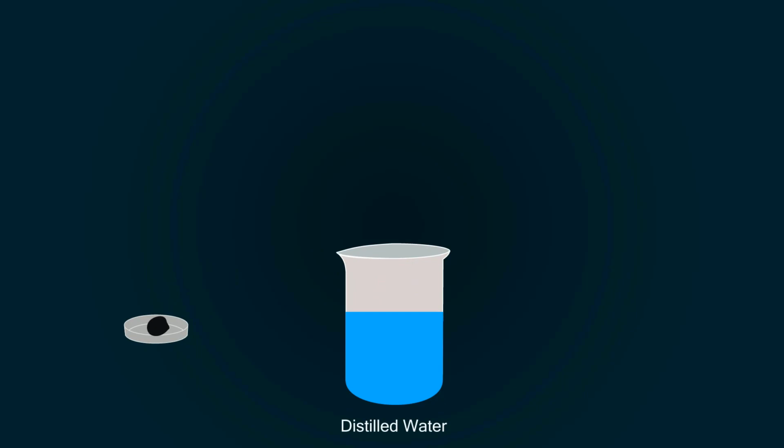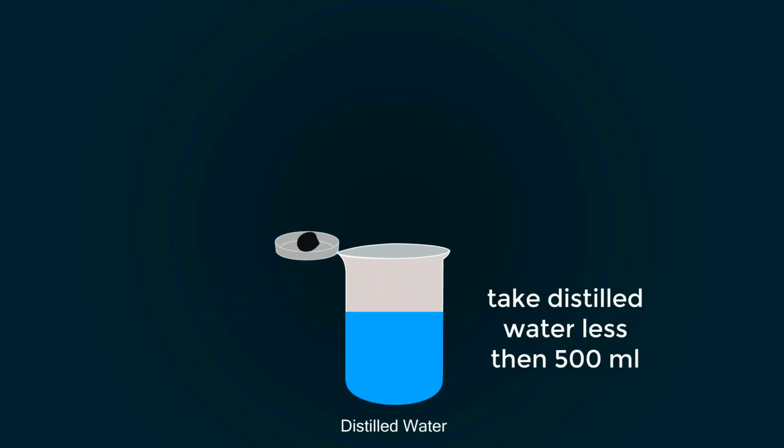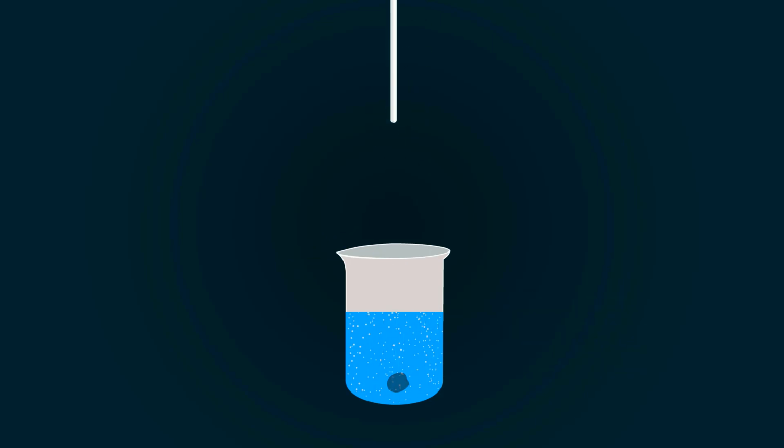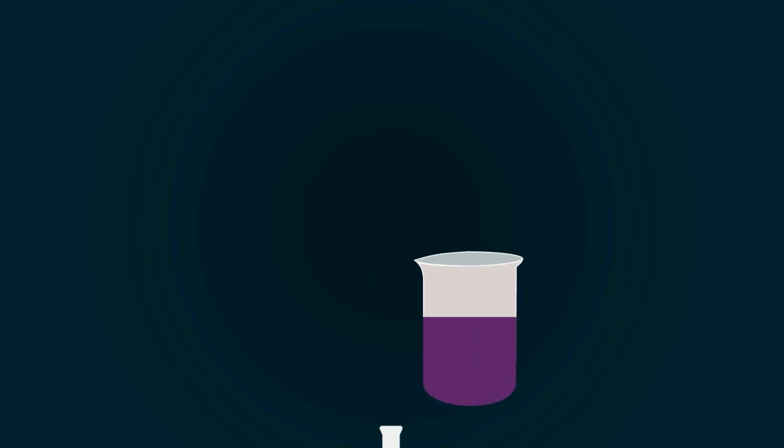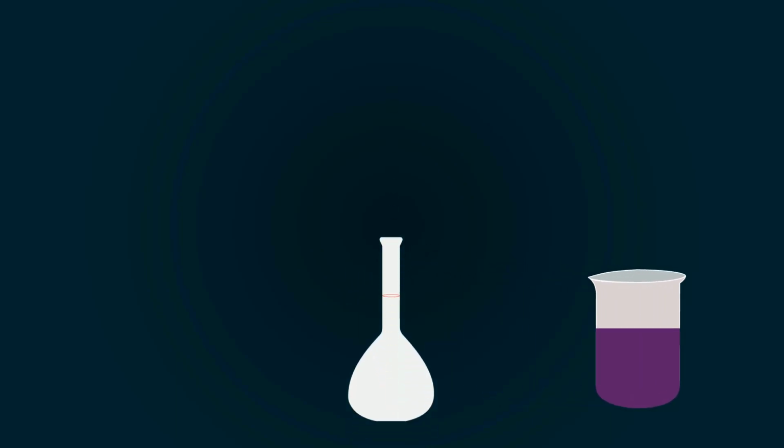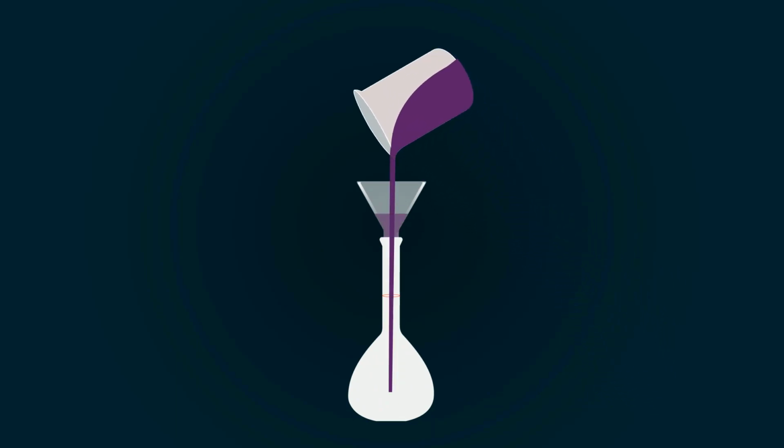Now add this into the distilled water in a beaker. You can take distilled water up to 500 milliliters. Now make a homogeneous mixture of it. Pour the solution into the volumetric flask of 1000 milliliters with the help of a funnel.